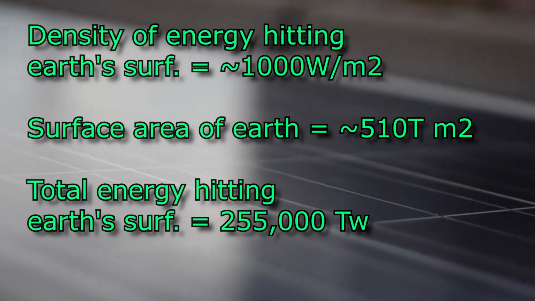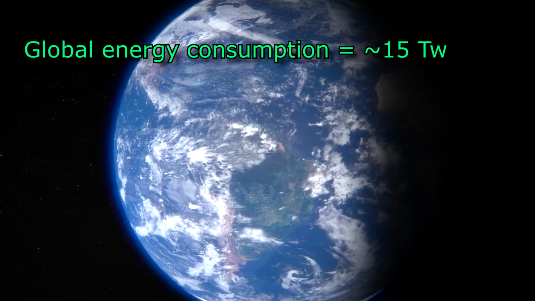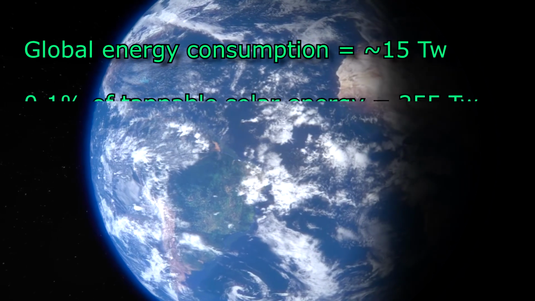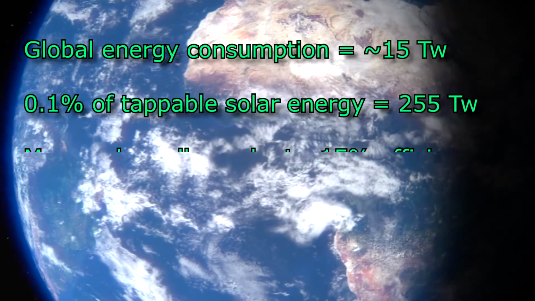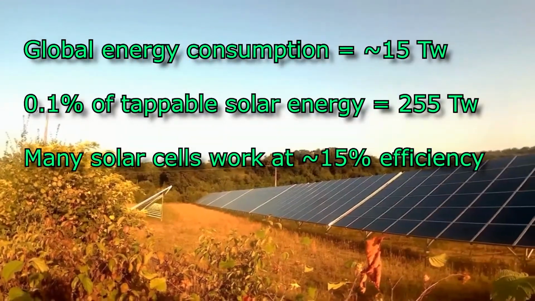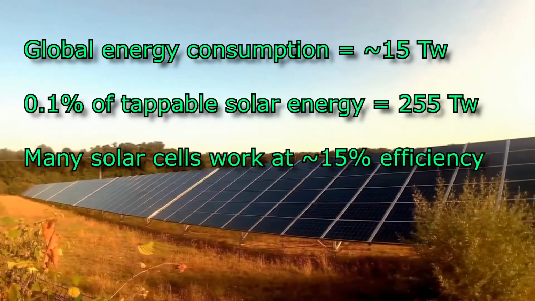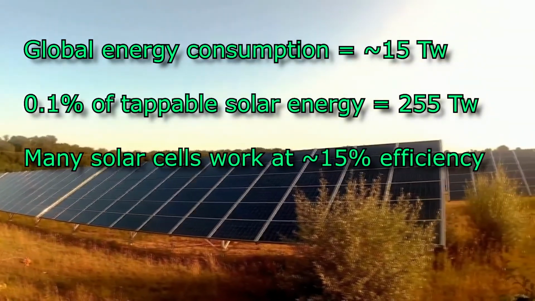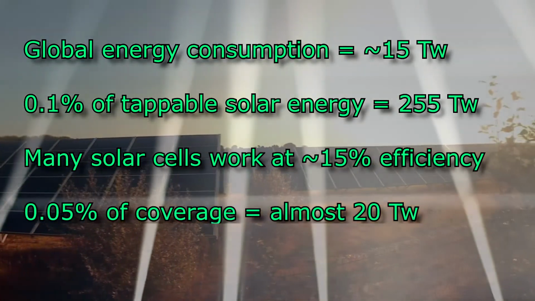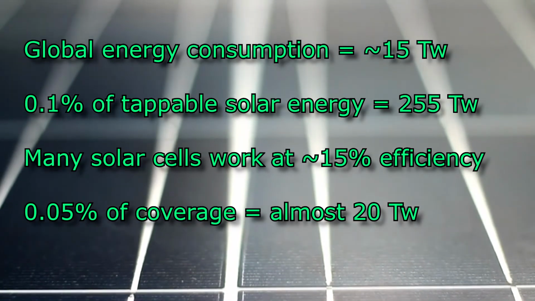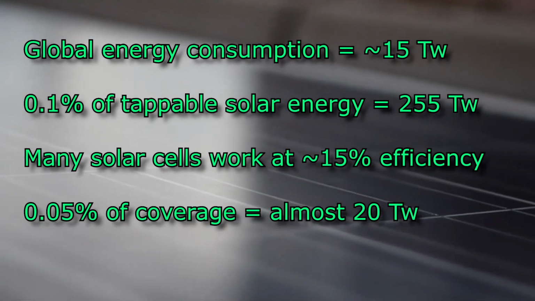Now obviously we're not going to cover the entire Earth's surface in solar panels, but bear with me here. Global energy consumption is currently around 15 terawatts. Just 0.1% of 255,000 terawatts is 255 terawatts. Today, your typical solar cell works at about 15% efficiency. So in an ideal scenario, if you covered just 0.1% of the Earth's surface in solar panels, you'll be generating about 38.5 terawatts of usable power. This means that you would only need to cover less than 0.05% of the Earth's surface in solar panels to meet current energy demand, as that would generate almost 20 terawatts.